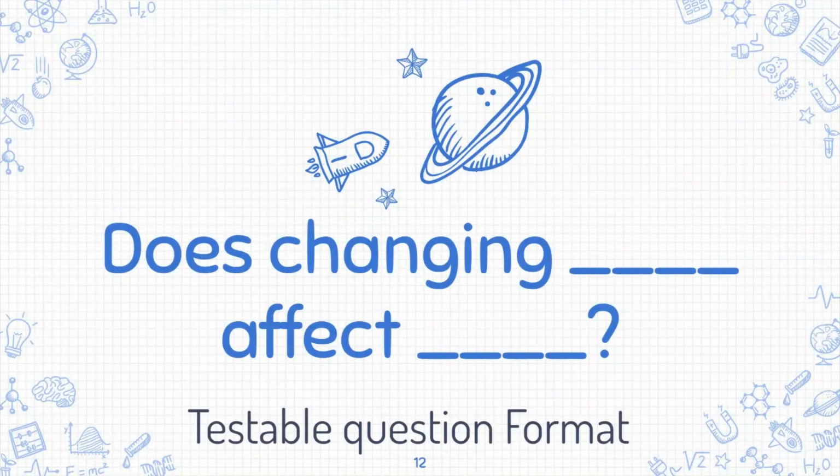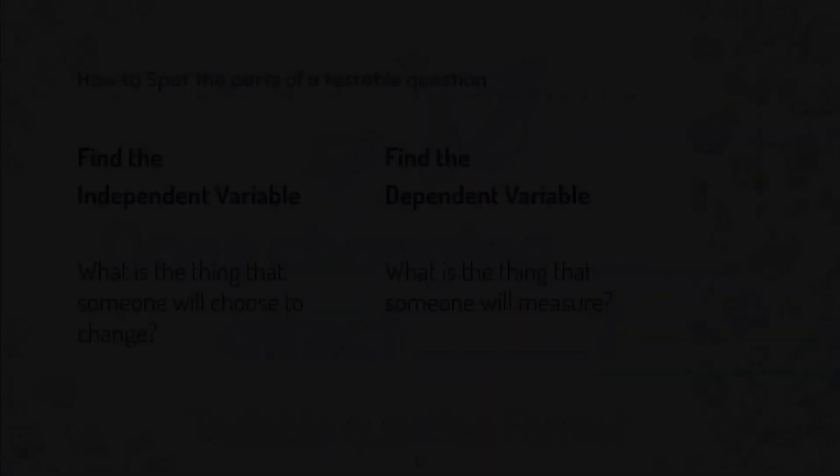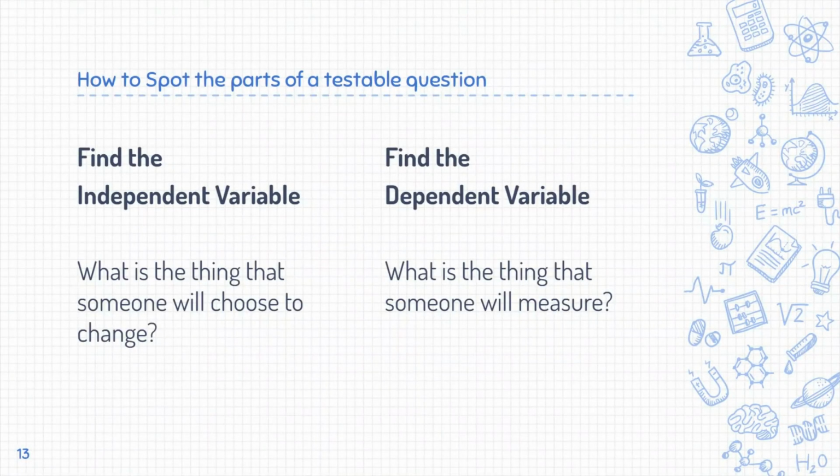Does changing blank affect blank? That's the format for a testable question. The first blank is where you write your independent variable, and the second blank is where you write your dependent variable. So, to find the parts of a testable question, find the independent variable by asking, what is the thing that someone will choose to change? Then find the dependent variable by asking, what is the thing that someone will measure?